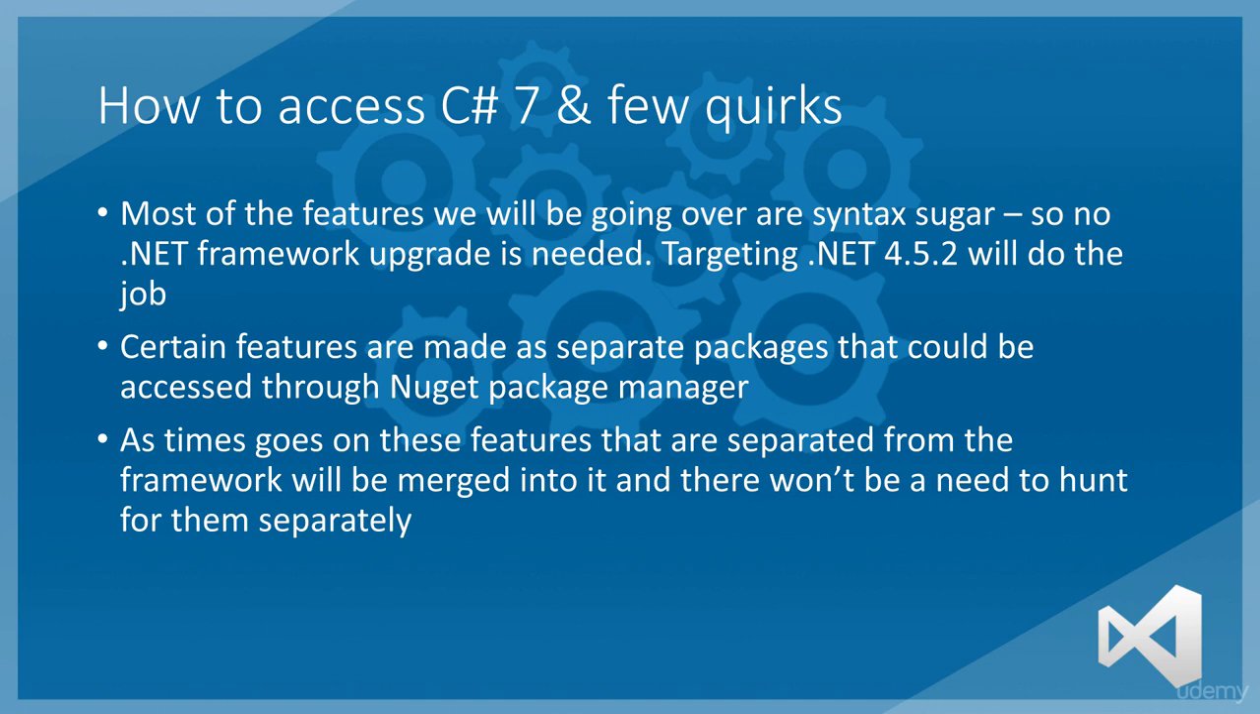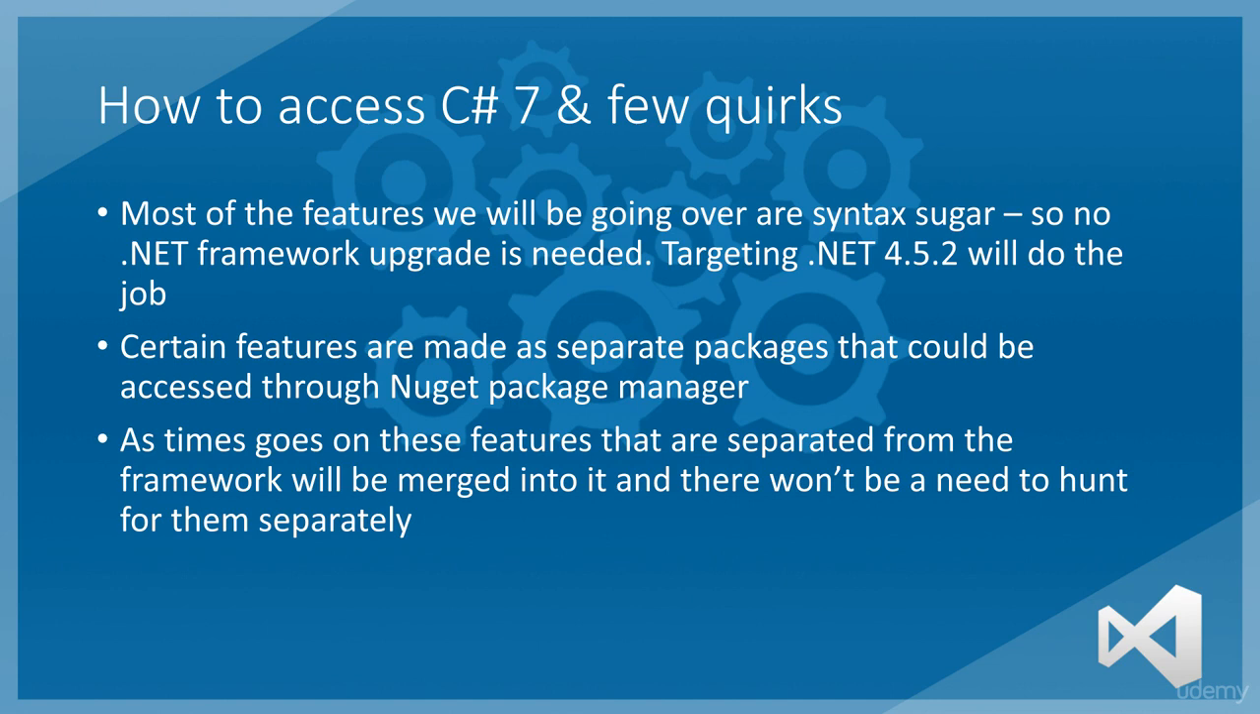But I won't be going over that because to me that's a bit useless, since you can just download and install Visual Studio 2017. Why make 2015 compatible with C# 7 unless you have a very specific need? In this case, we won't be going over that. I just want to tell you how it works.